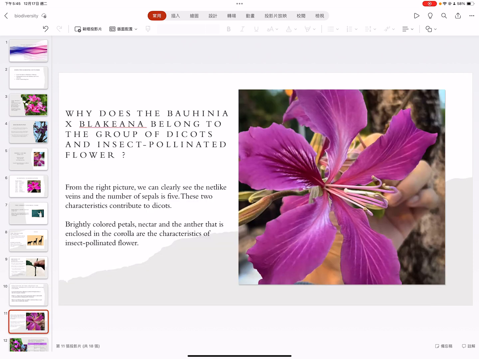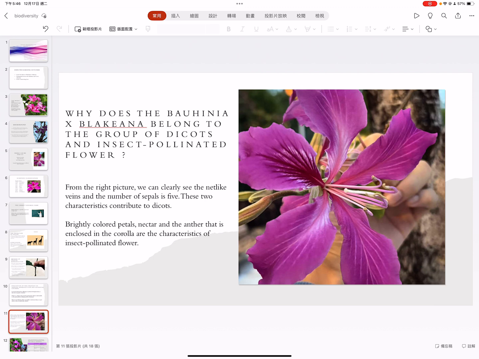Why does the Bauhinia blakeana belong to the group of dicots and insect-pollinated flowers? I haven't answered it, but I will answer it now. From the right picture, we can clearly see the net-like veins, and the number of the sepals is 5: 1, 2, 3, 4, 5. These two characteristics contribute to dicots.